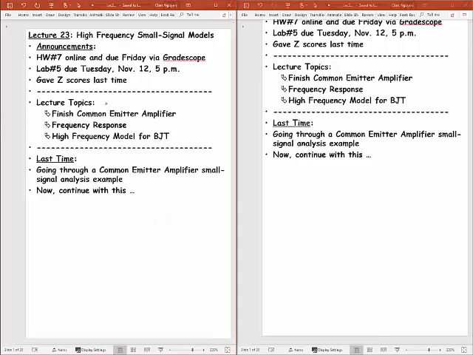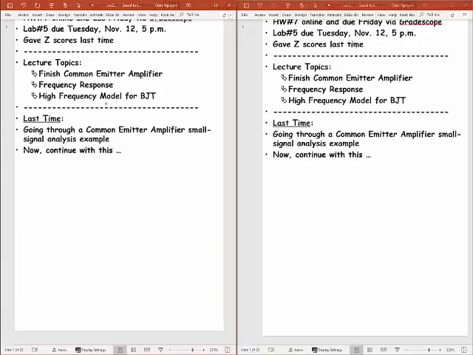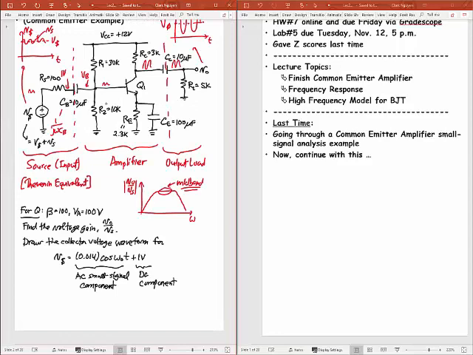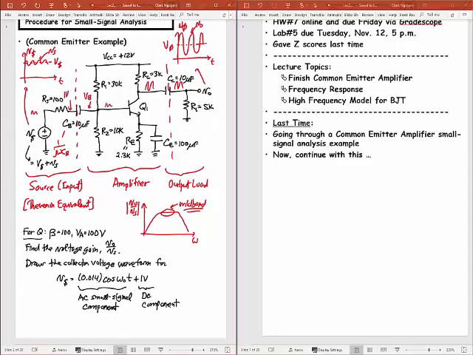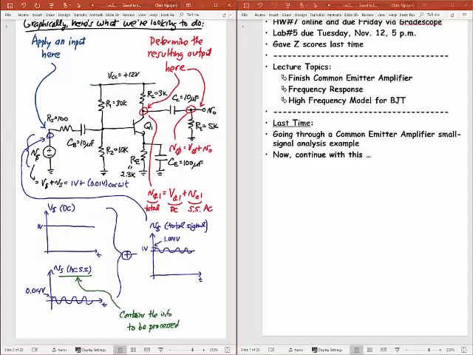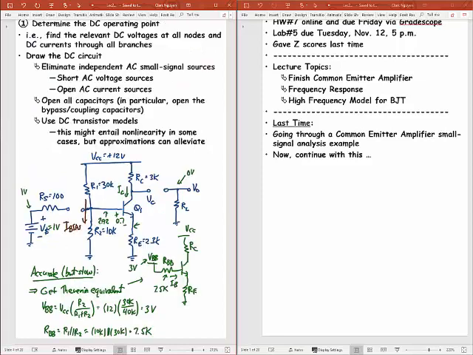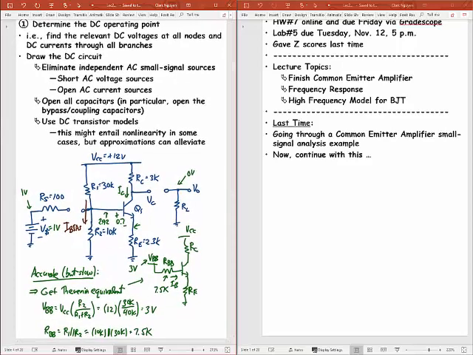Okay. So last time we were going through this common emitter amplifier example, like I said, and this was it. So we're sort of solving this circuit. And when we solve a circuit using small signal analysis, we're dividing it into two circuits basically. We're dividing it into a large signal circuit and a small signal circuit. So the large signal circuit will give us the solution to this. The small signal circuit will give us the solution to this, which is a small AC signal. And then the actual signal is going to be the superposition of these two, so we'll just add these two together. Okay?